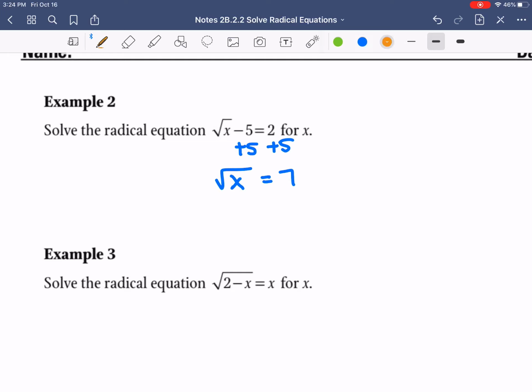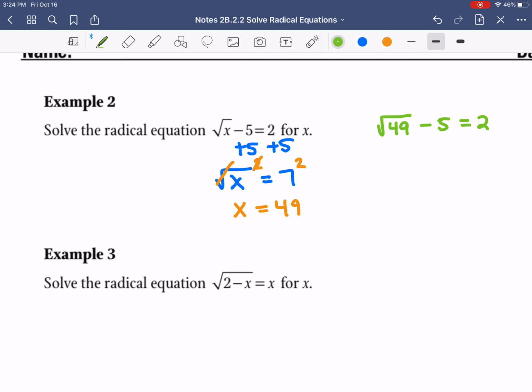The next step is to raise both sides to the power that would cancel. So we get x equals 49, right? The square root and the square cancel each other out, so you're just left with x equals 49. Before I put a box around my answer, I do double check to make sure that it works.